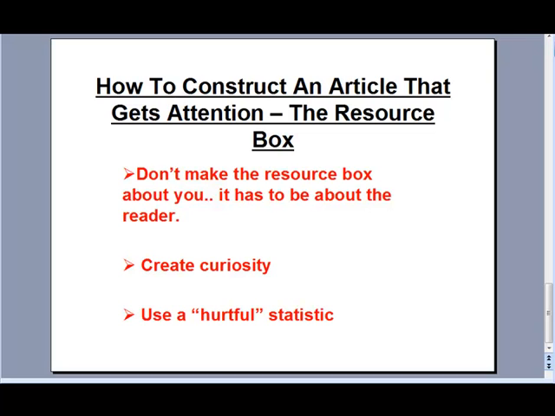Practice with them, try them out, and I'm sure they will turn your click-through rates around if you apply them. So that sort of winds up the actual construction of the article.